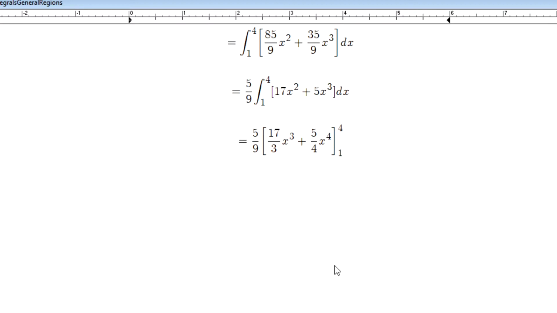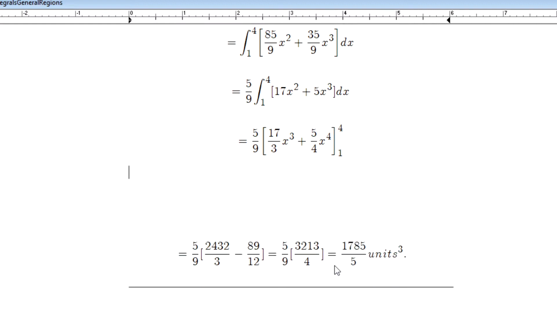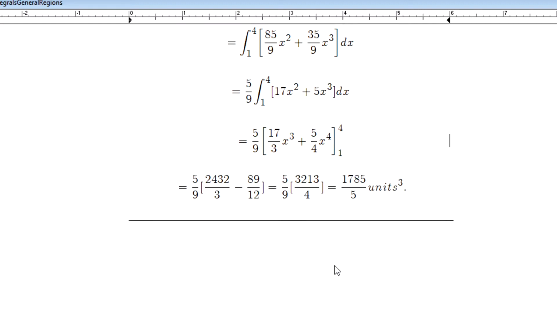Now, I don't know if I showed that explicitly. Let's see here. Oh, I think I did. Okay. Our final line here I have laid out. At 4, this does produce the ratio 2,432 divided by 3, and evaluated at 1, it produces the ratio 89/12.